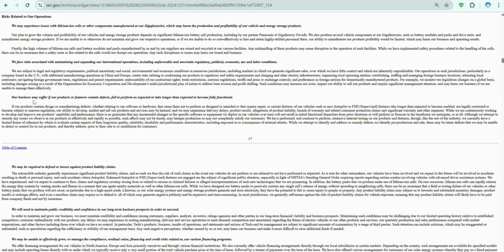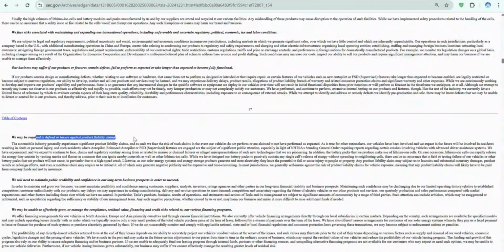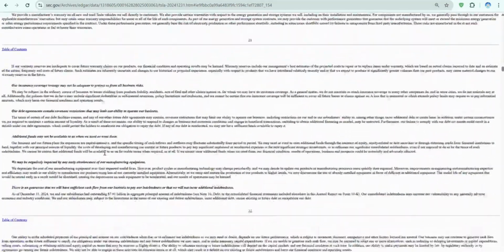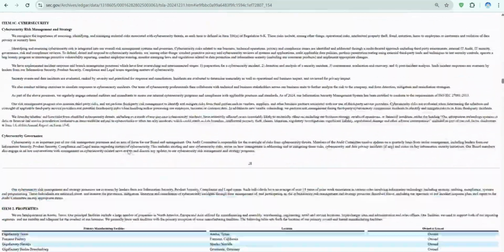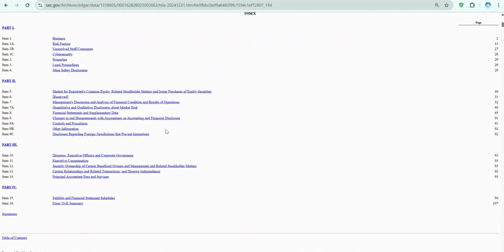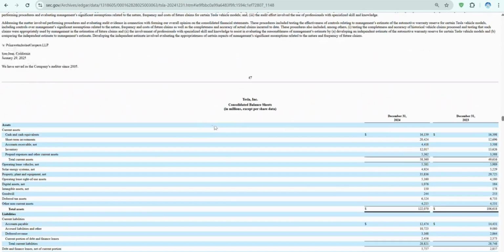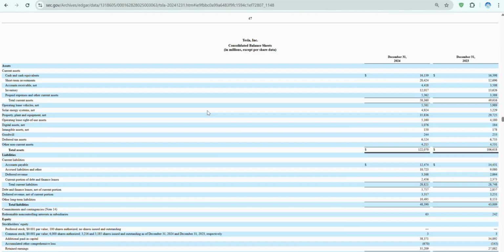There's so many others. The bold sentences are the risk factors, and these are the explanations. There are a lot of them. You should read them over. Then let's go over the financial statements. This is the key part of an annual report that you have to look into.